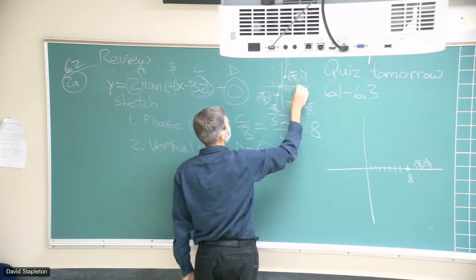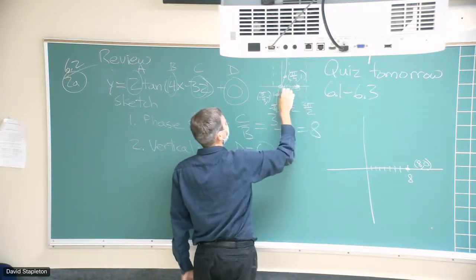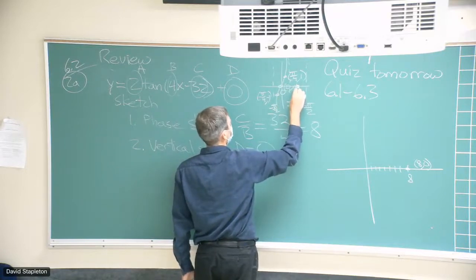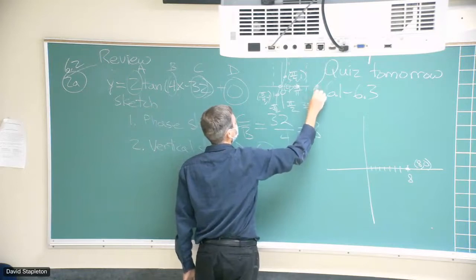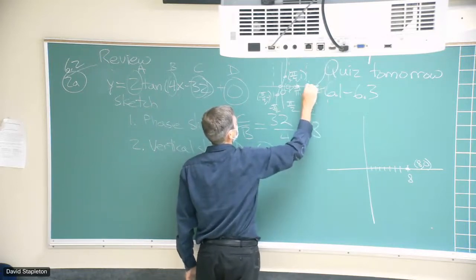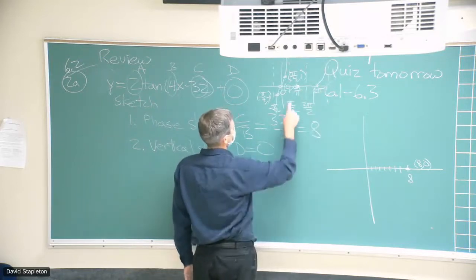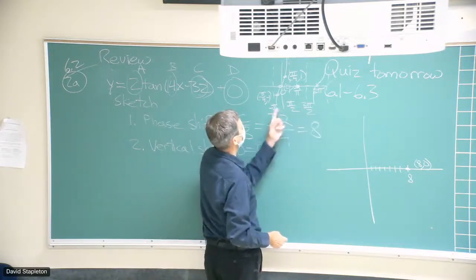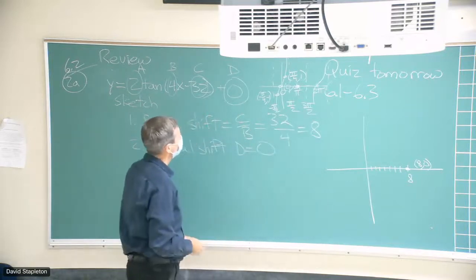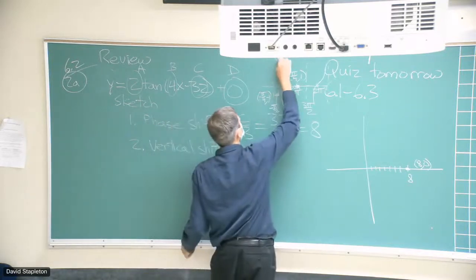And what happens is this crosses the axis at multiples of pi: 0, pi, 2 pi, 3 pi. That's where the tangent crosses the x-axis. And then it has asymptotes at odd multiples of pi over 2: pi over 2, 3 pi over 2, 5 pi over 2, minus pi over 2, minus 3 pi over 2, and so on. Now this was the tangent function.